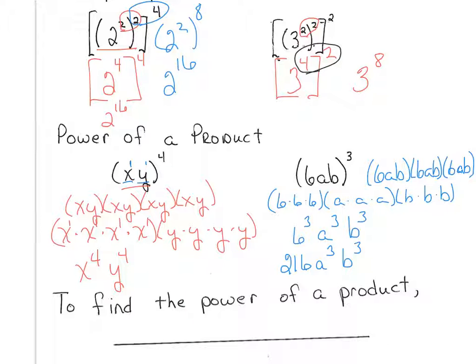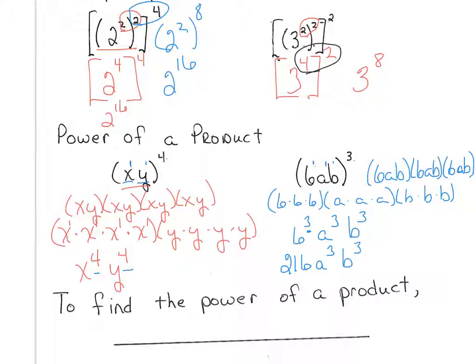4 times 1 is 4, 4 times 1 is 4. Each factor, we multiply its exponent by the outside power. 3 times 1 is 3, so here's our 3. A to the 1st power raised to the 3rd power is A cubed, and B to the 1st power raised to the 3rd power is B cubed.